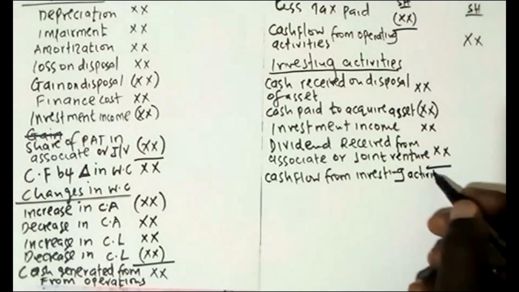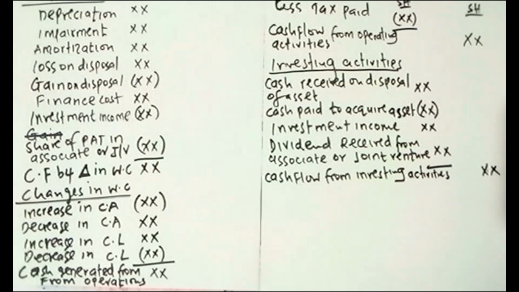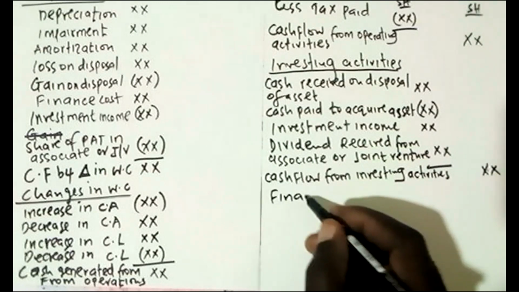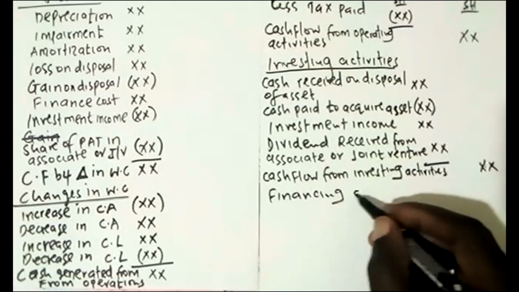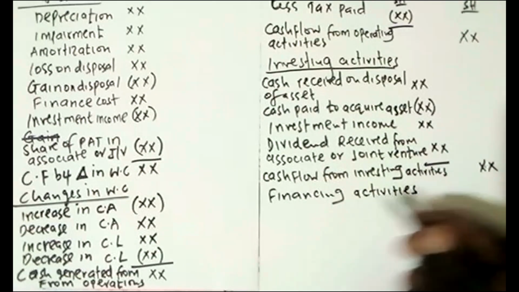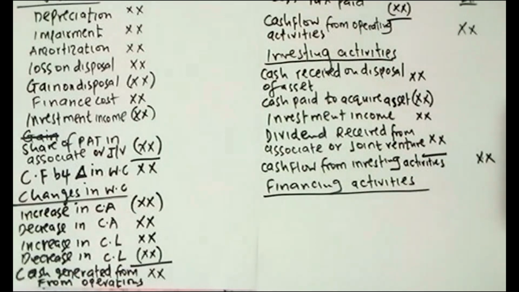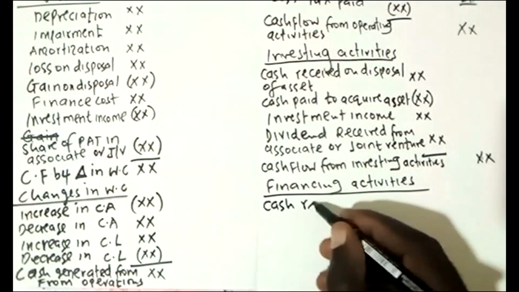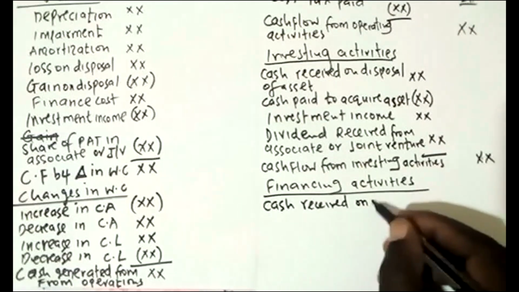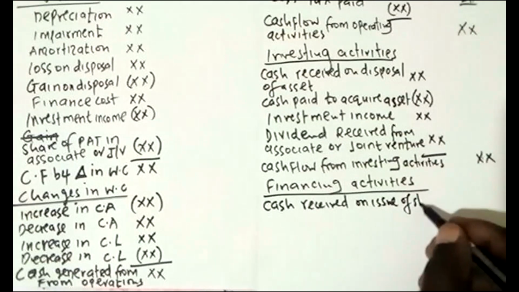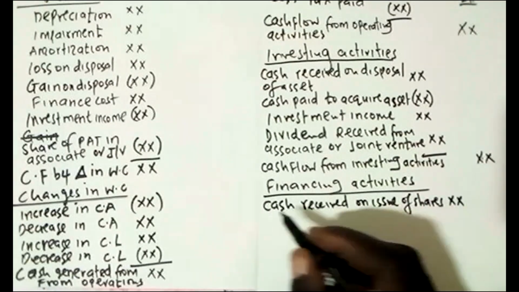I said the first one was operating. So this is investing. Then we go to financing activities. For the financing activities, what we are supposed to consider is just how the organization was financed through either issue of shares or borrowing. So if there was issue of shares, we received the cash. Cash received on issue of shares.